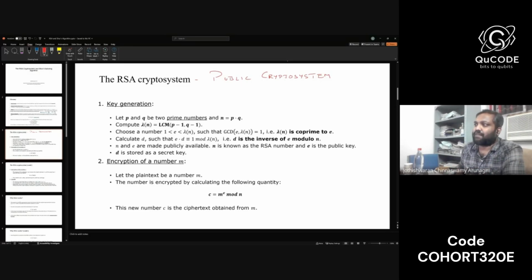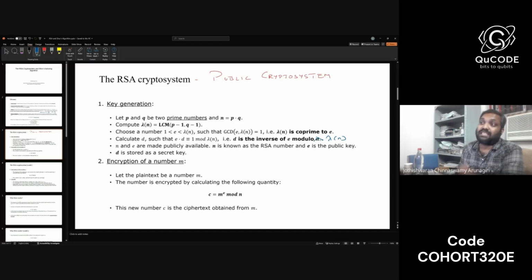So N is the RSA number, and the quantity E that we chose is the public key. The modular inverse D is the secret key. Okay, I'm sorry, I made a mistake. The previous statement should not say N, it should say lambda of N. I just realized something was off. It should be modulo lambda of N, because the modulus here is lambda of N. What lambda of N is, we'll come to in just a moment.